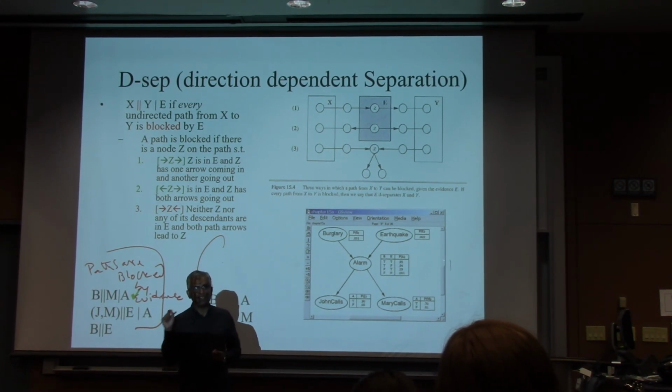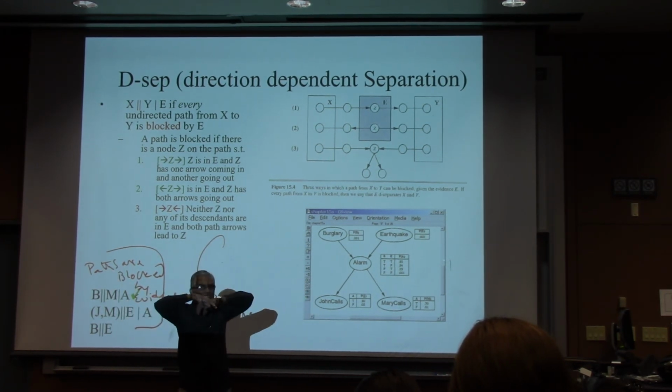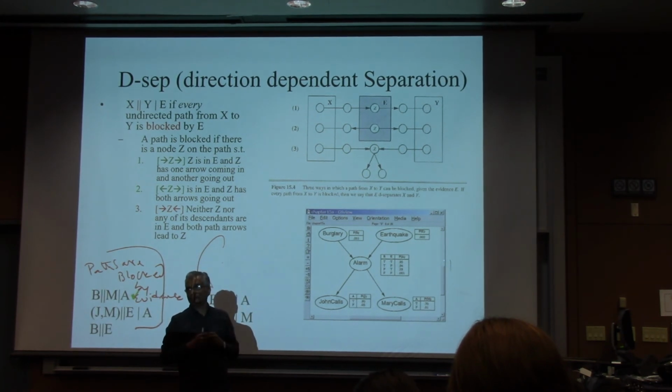Unfortunately, you can't do that in Bayes networks. If you want to do that, go to Markov networks. That's the difference between Bayes networks and Markov networks. In Markov networks, they have essentially undirected edges, and independence is just simple graph disconnection.